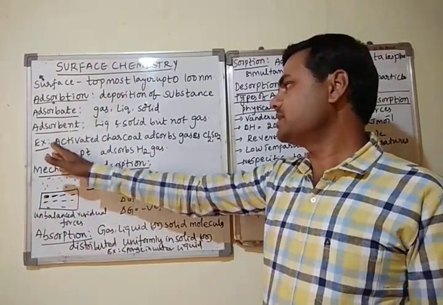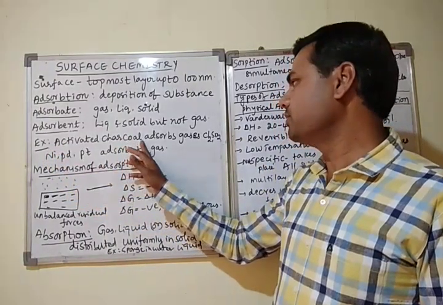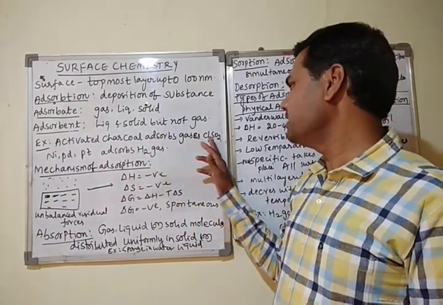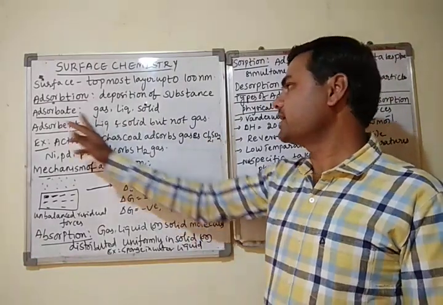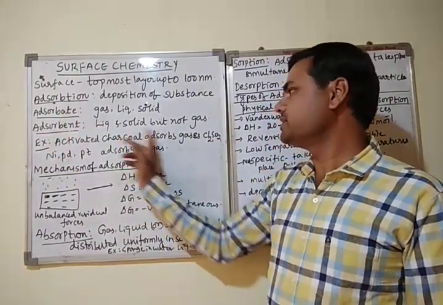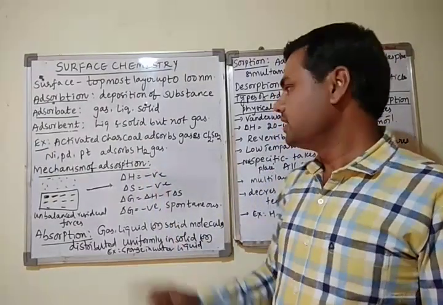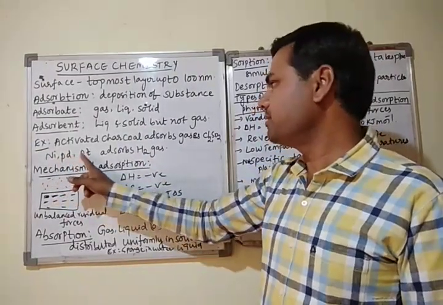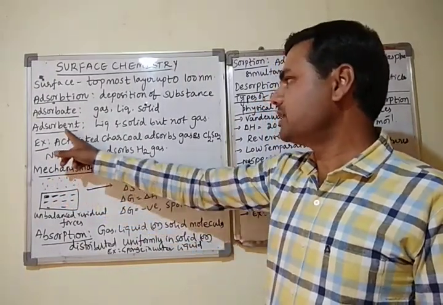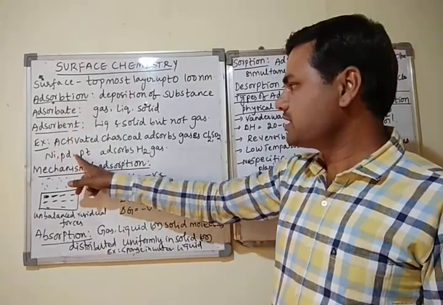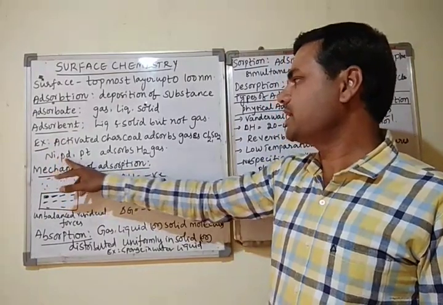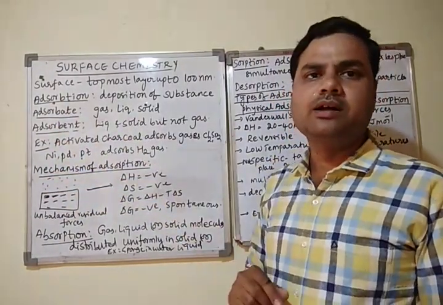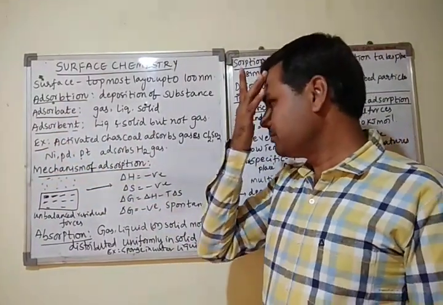Examples for adsorption: activated charcoal adsorbs gases like chlorine and sulfur dioxide. Here chlorine and sulfur dioxide act as the adsorbate, and activated charcoal acts as the adsorbent. Similarly, nickel, palladium, platinum is the adsorbent because adsorption takes place on it, and hydrogen gas adsorbing on its surface is the adsorbate. These are the two examples.